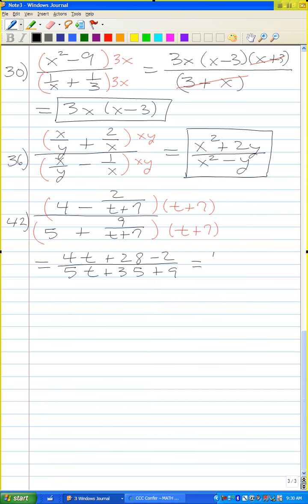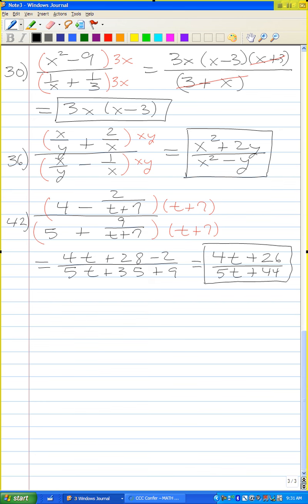And so you get 4t, 28 minus 2 is 26, over 5t, 35 plus 9 is 44. I can't factor the denominator, so I'm done. You could factor a 2 out of the numerator, but that's not going to give you anything.